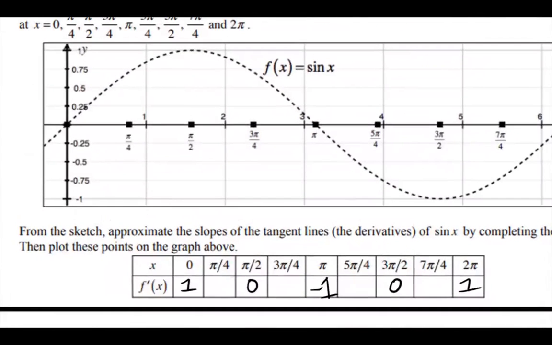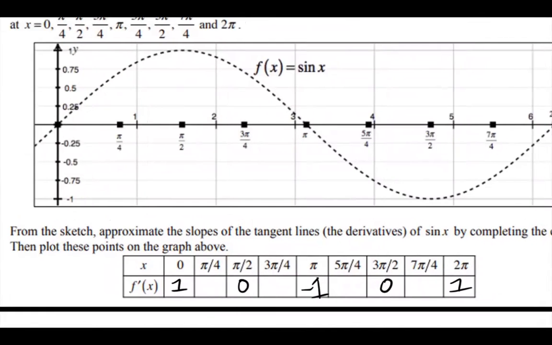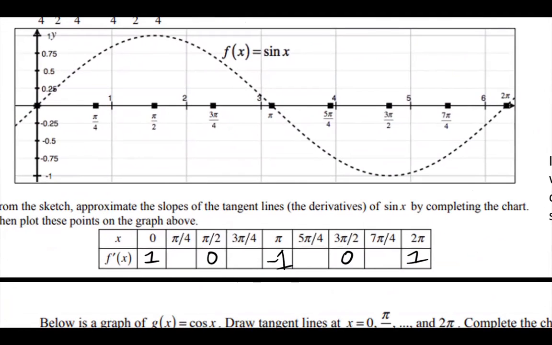So I'll graph in red. Make dots here. At 0, 1, I'm going to make a dot. At pi over 2, I'm going to make another dot. Oops, wait. That's not 0, 1. That's 0, 0. 0, 1's right there. Sorry. 0, 1's right there.